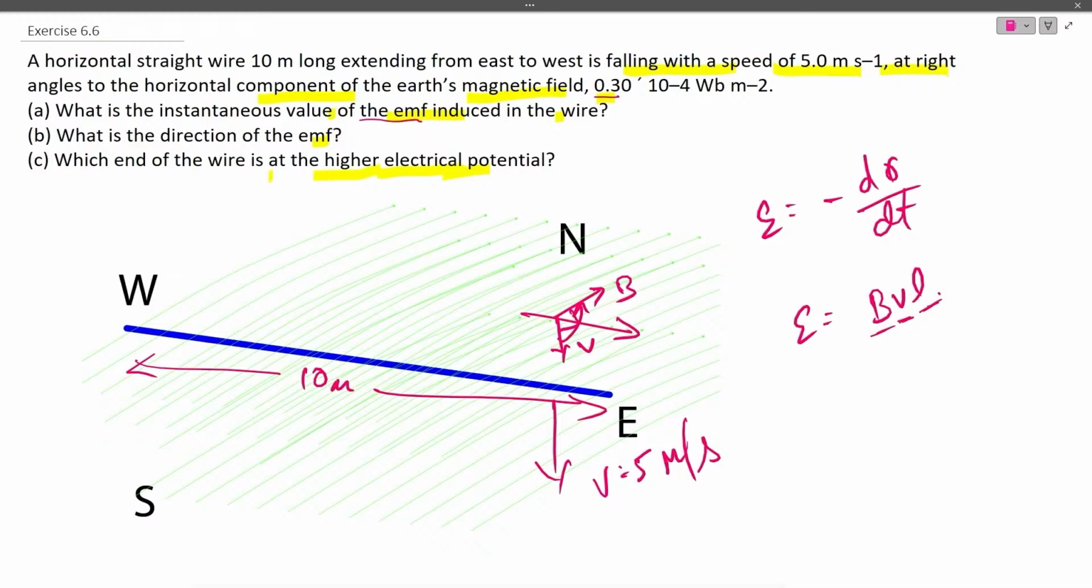Now the third question was the higher potential end of the wire. The direction of the induced EMF determines the higher potential end. Since the EMF is directed from west to east, the eastern point of the wire is going to be at the higher potential. So this point, the eastern point, is going to be at the higher potential. Thank you.